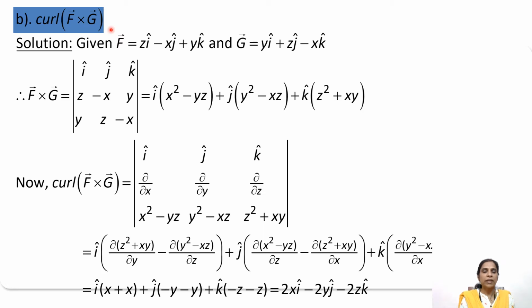The second example is you have to find curl of f cross g. So we know f, we know g. First find f cross g, then apply curl to that. So both f and g are vectors. Therefore, we have to apply the vector product or the cross product of those two vectors. F is given to be z i hat minus x j hat plus y k hat, and g is given to be y i hat plus z j hat plus minus x k hat.